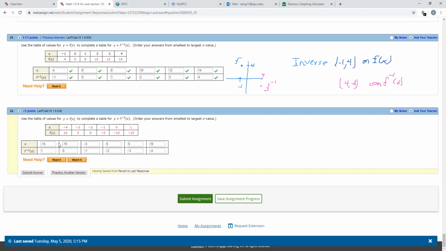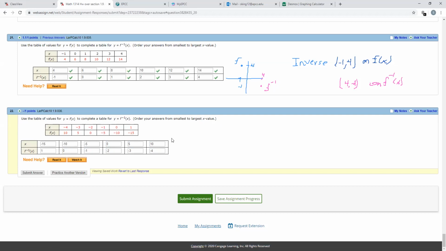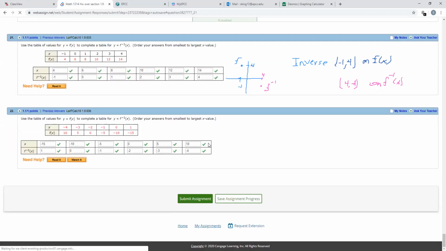So of all these x values, this one is the smallest, and this is the next smallest, and so forth. So we are going from smallest to largest like they ask us here. Okay, so just double checking, and looks good. And here we are, and we're good.